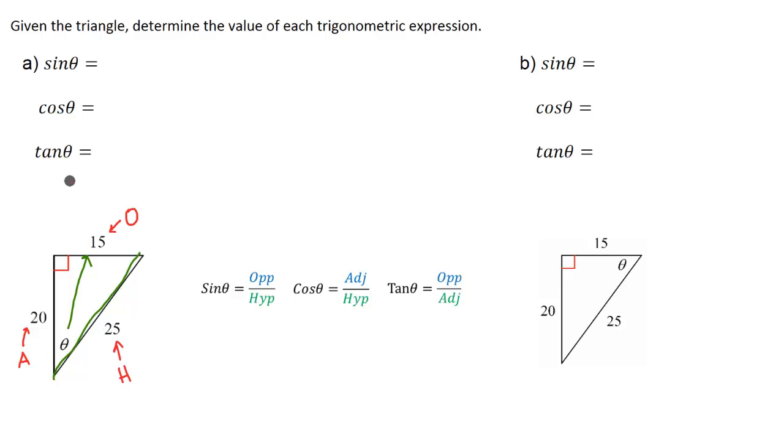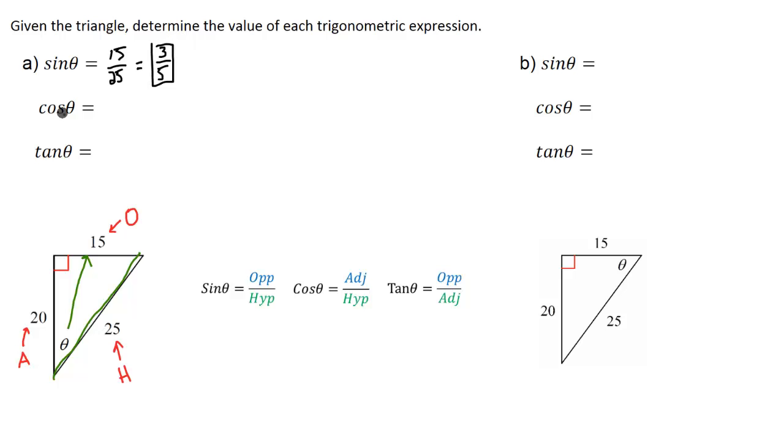And now we just want to set up all of our trig ratios up here. So sine of theta is going to be opposite over the hypotenuse. So the opposite side is 15, and the hypotenuse we said was 25. So the next step would be to simplify this or reduce it. And 5 divides into both of these. So 15 divided by 5 is 3, and 25 divided by 5 is 5. So this is going to be the answer for sine of theta.